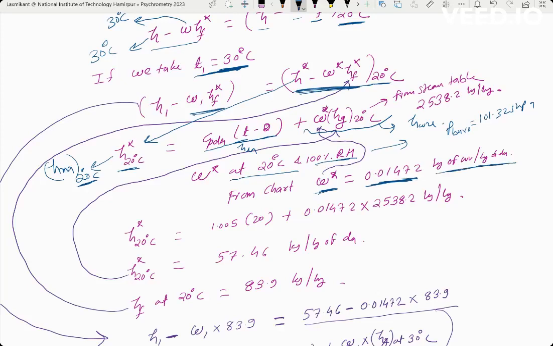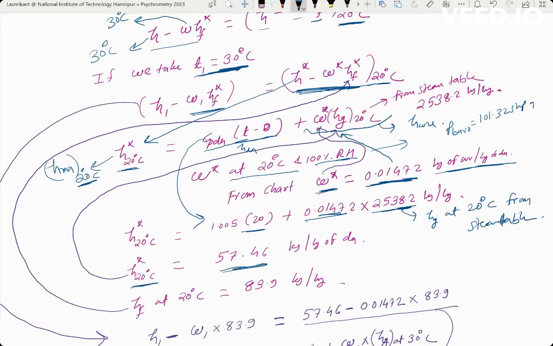Okay, so the enthalpy of moisture at 20 degree Celsius is, now the omega star value is put here. HF at 20 degree Celsius, 1.005 is the specific heat of dry air, and 2538.2. This value is the enthalpy Hg at 20 degree Celsius. So this value you will find from the steam table, because it is water vapor. Now this at 20 degree Celsius is 57.46. So this is the enthalpy of moisture at 20 degree Celsius.